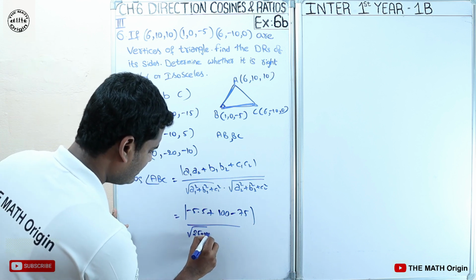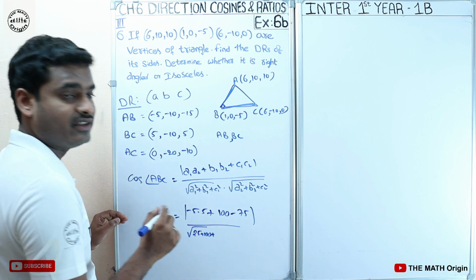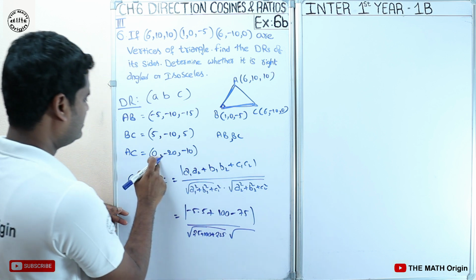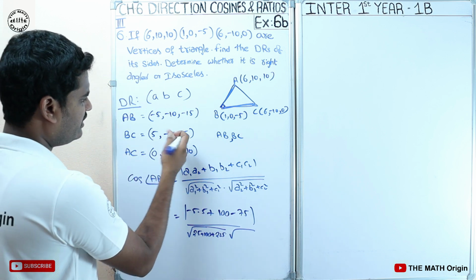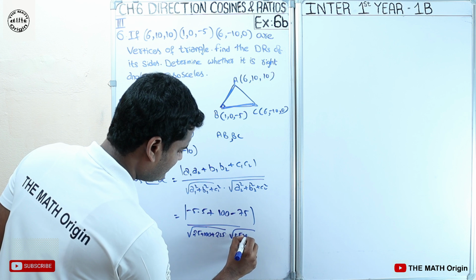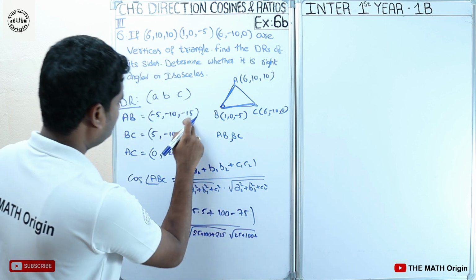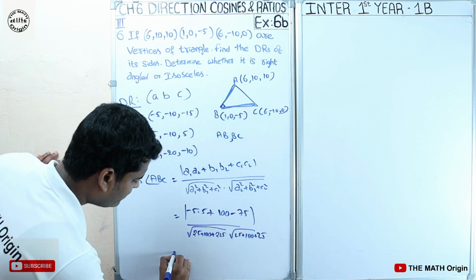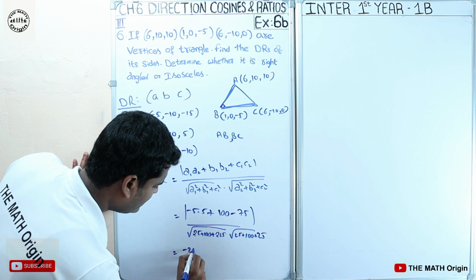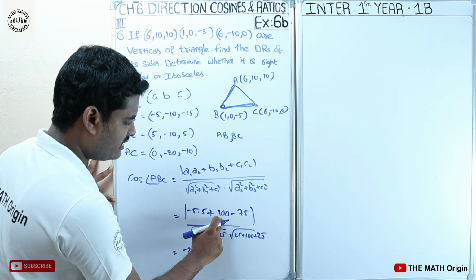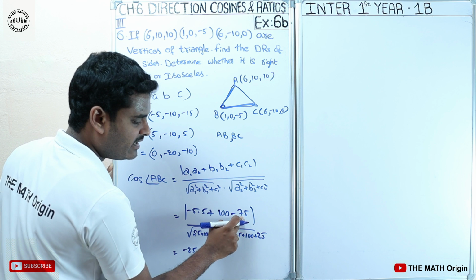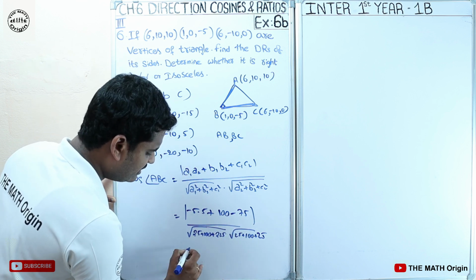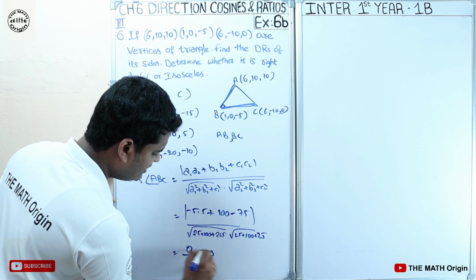25 plus 100 plus 15 square is 225. Next value is the same: 25 plus 100 plus 225. Therefore that is equal to minus 25. Sorry, 100 minus 75 is 25, and we have minus 25, therefore it is 0. 0 by any value will be 0.